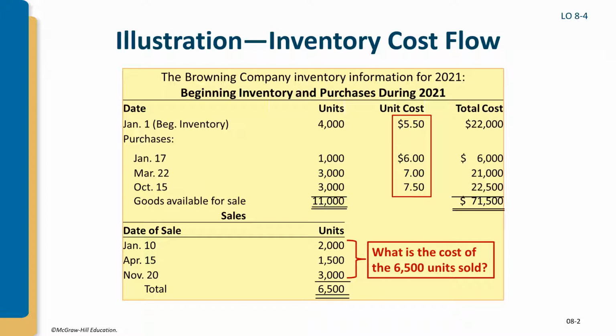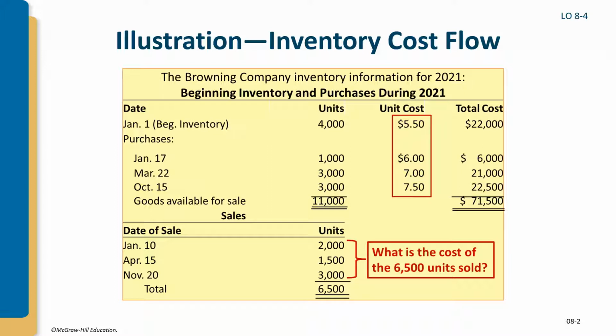So how many coffee cups did they have the ability to sell? 11,000. How much did those 11,000 coffee cups cost them? $71,500. Now on the bottom are the sales that were made of the cups. So on January 10th, 2,000 cups were sold. On April 15th, 1,500 cups were sold. And on November 20th, 3,000 cups were sold. So of the 11,000 that could have been sold, 6,500 were actually sold.